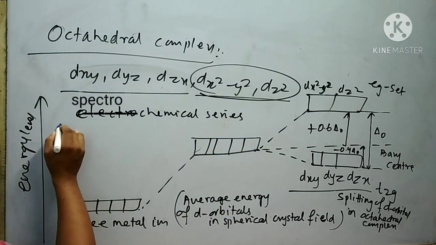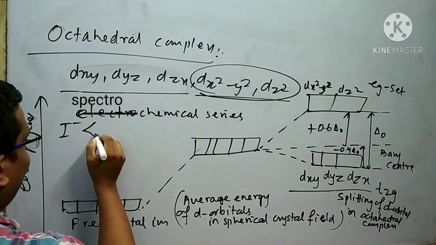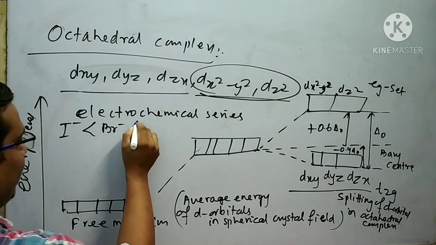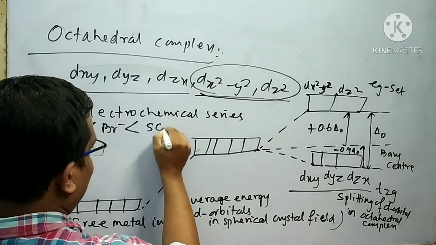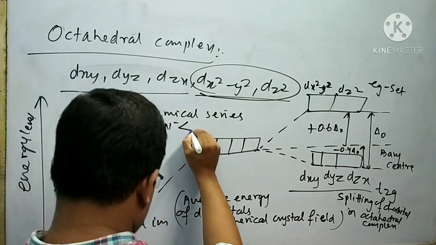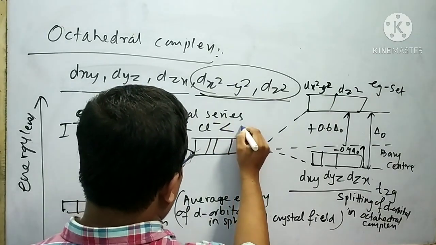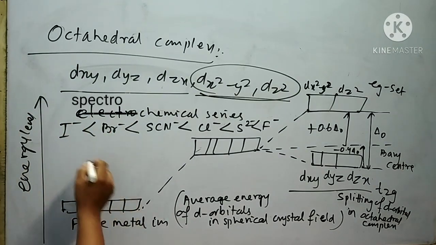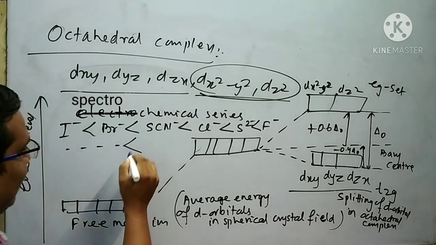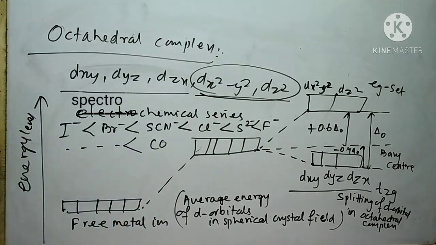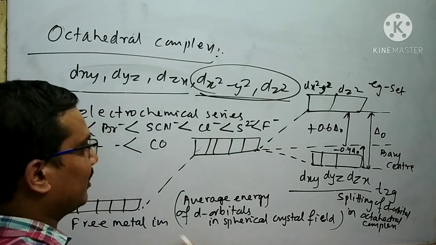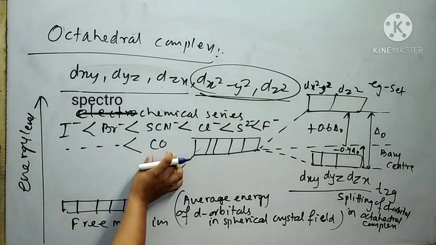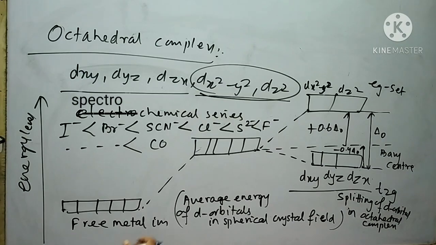In the spectrochemical series, I minus has less strength than Br minus, which has less strength than SCN minus, which has less strength than Cl minus, which has less strength than S2 minus, which has less strength than F minus. Like this we can arrange. Finally I can write CO. CO has more field strength than the other ligands. That means CO is a stronger field ligand compared to the other ligands. This is called the spectrochemical series.